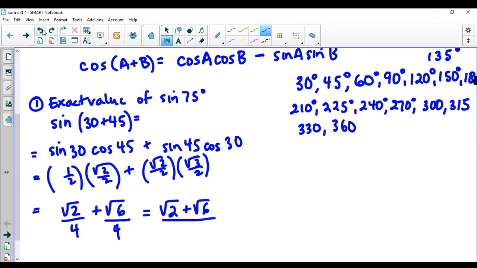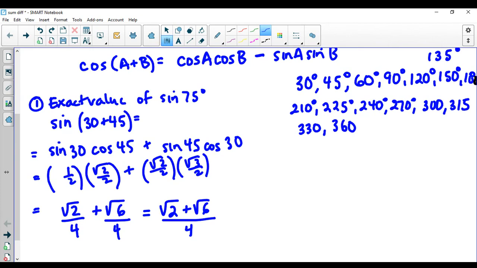Let's see. Okay, so the exact value of the sine of 75 is the square root of 2 plus the square root of 6 over 4. So there's certain calculators that would have actually given you this. If you put your calculator back to degrees and check the sine of 75, my calculator, for example, actually gives me this value.